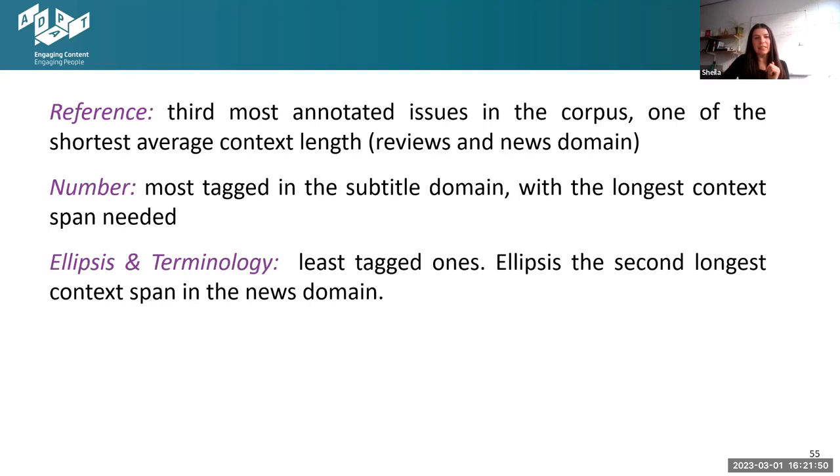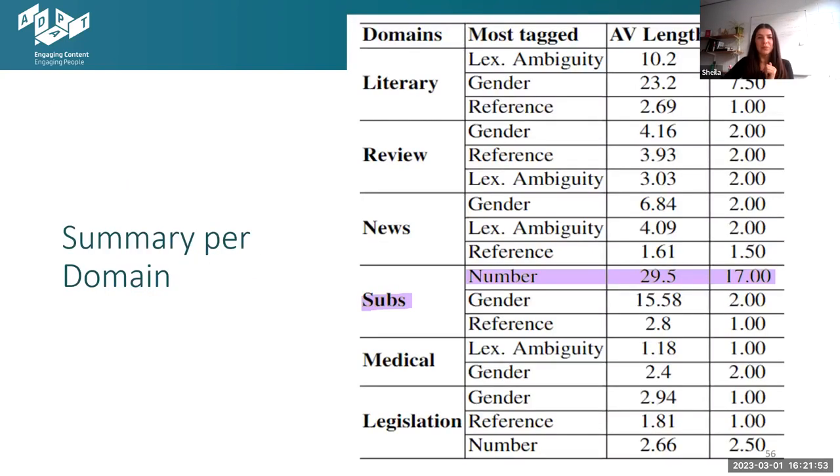But for me, the most interesting in this case is the number, the grammatical number. We see that in subtitles, the grammatical number has a huge context span length. So you see it goes up to around 29 sentences, the average length, and the median is around 17 sentences. And this is something very characteristic of the subtitling domain, because you can only tell that the you that people talk about should be in the plural, because they are talking to an audience right in the beginning of the talk. It's generally not specified during the talk that you should be plural.